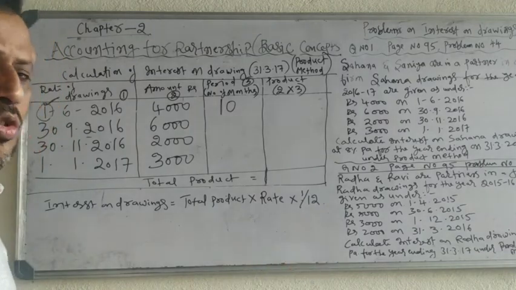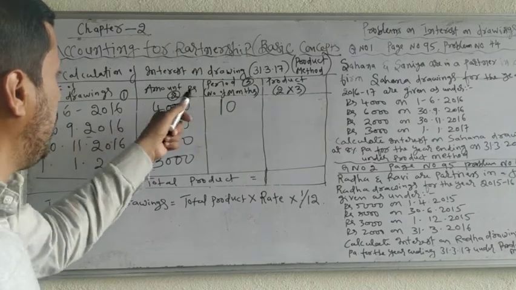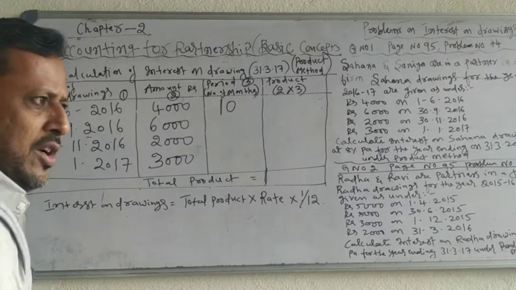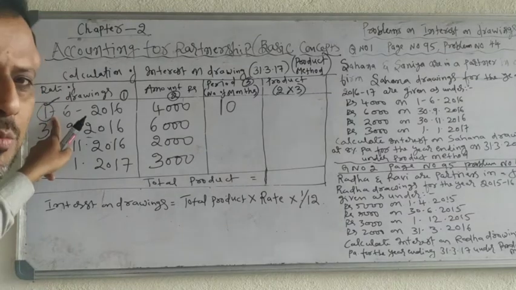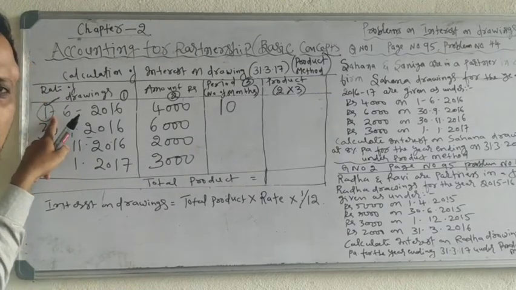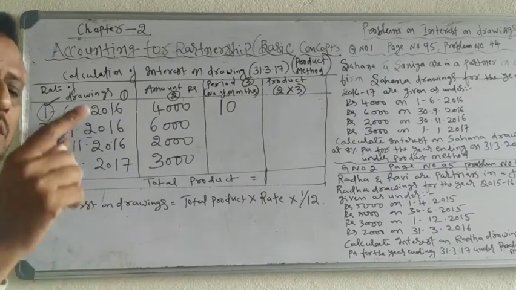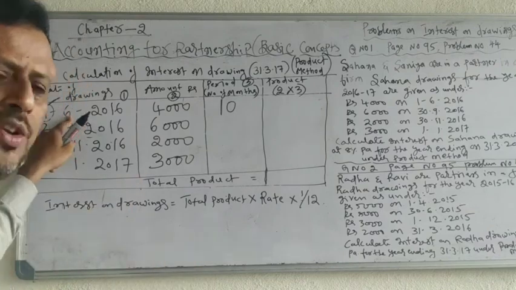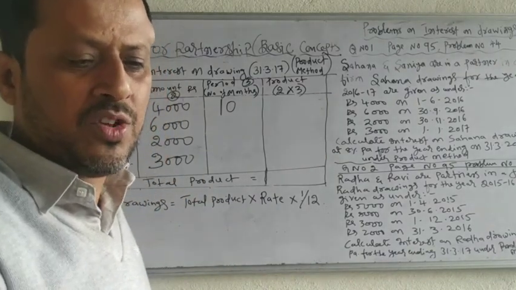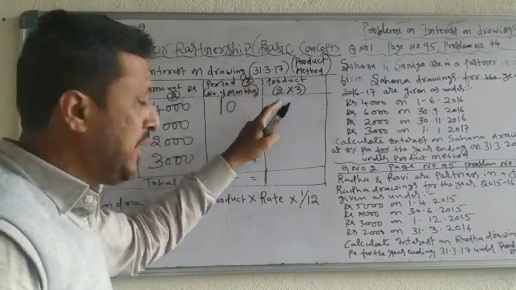So from June 2016 to 31/3/2017, how do we calculate the number of months? When it is the first of the month, you count the number of months from the same month. 1st June means you count from June itself: June, July, August, September, October, November, December, January, February, March, up to March 2017. 10 months will come.